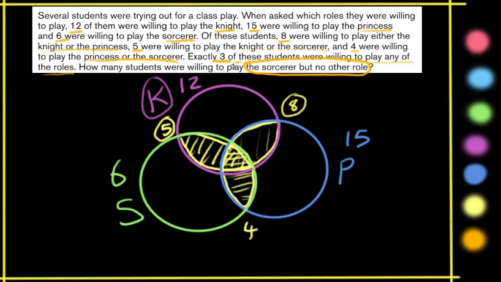Now it says exactly 3 of the students were willing to play any of the roles. Okay, that's really useful. So let me get another color here. Let's put that in red right in the middle. There are 3 in this very center spot. So now, given that we have 5 total and 3 of them are in here, that means there's 2 here. And 8 total in here, and 3 in here, that means there's 5 here, and 4, that means there's 1 here. That red doesn't show up very well, does it?